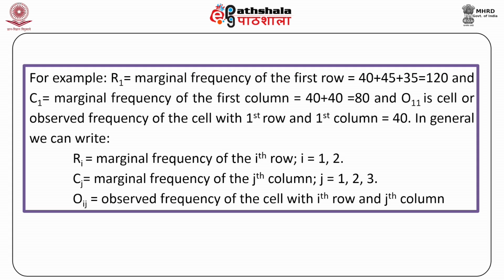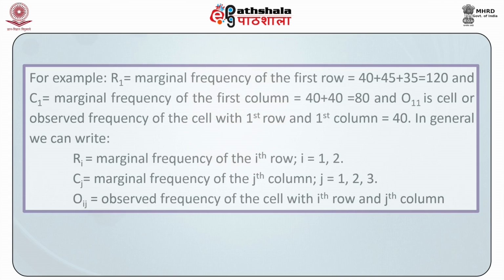And O11 is the cell or observed frequency of the cell with first row and first column and is equal to 40. Now, in general, we can write Ri is equal to marginal frequency of the ith row, where i in this case is equal to 1 and 2. Cj is the marginal frequency of the jth column, where j is equal to 1, 2, 3. And Oij is observed frequency of the cell with the ith row and jth column.